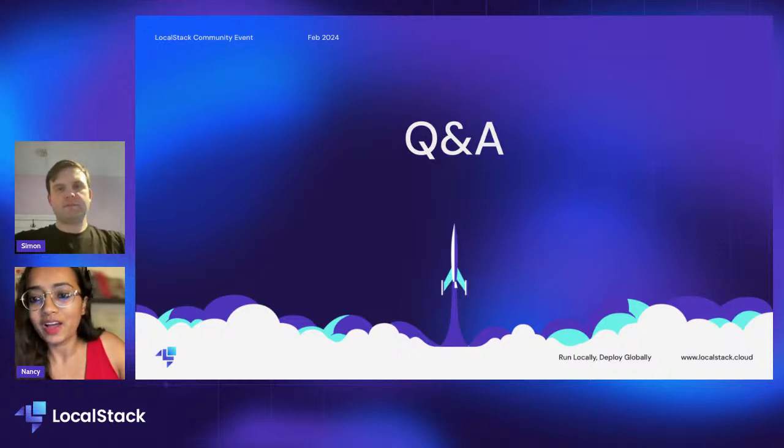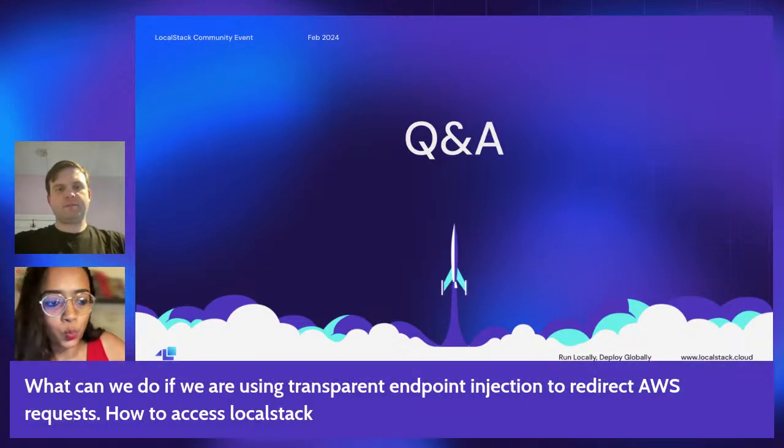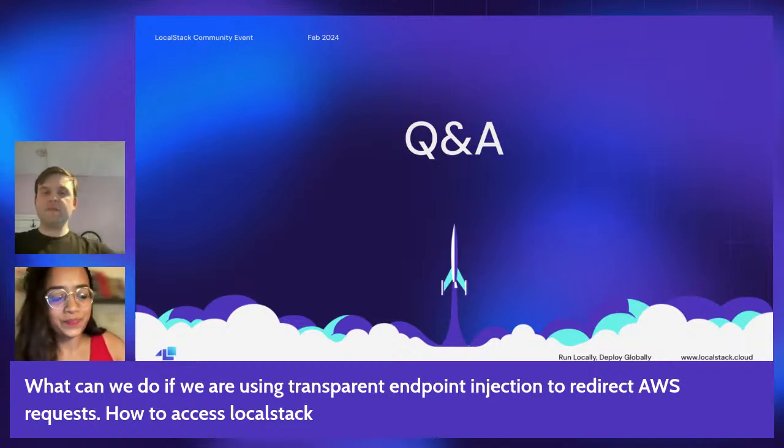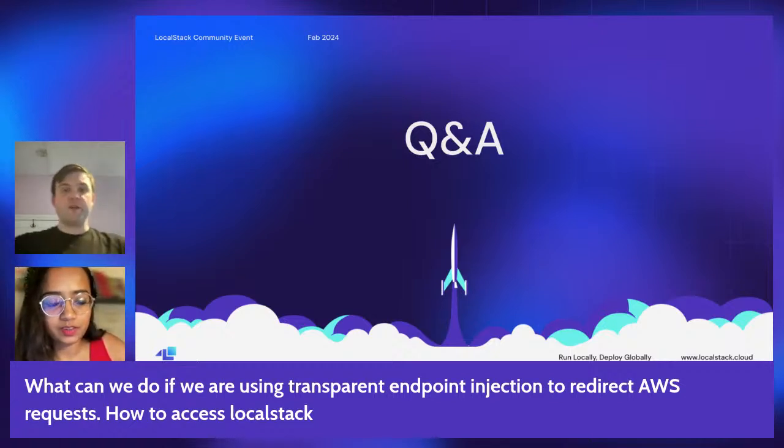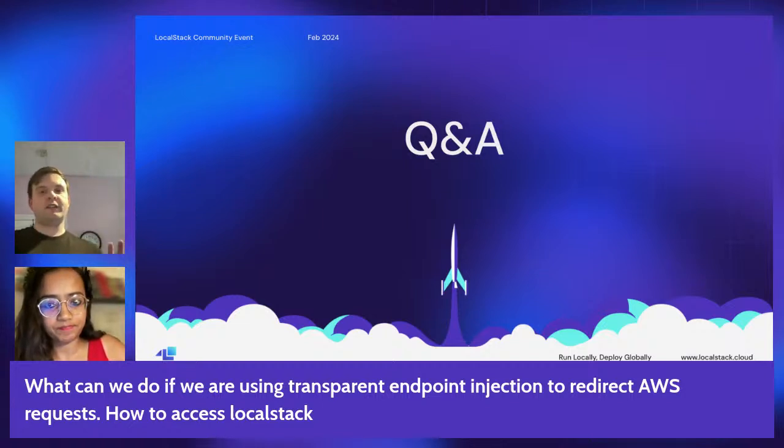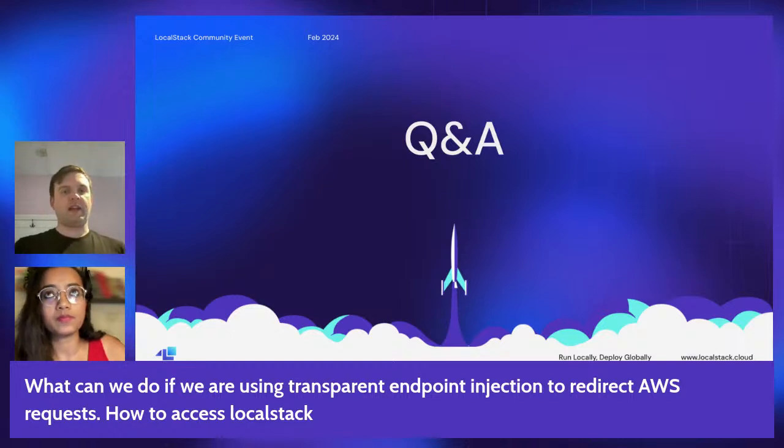I'm just going to put the question: what can we do if we are using transparent endpoint injection to redirect AWS requests? How to access LocalStack? Fantastic question. Thank you. Transparent endpoint injection is a feature for our paid version of LocalStack. You've seen how some clients work with transparent endpoint injection out of the box, as in the demo.